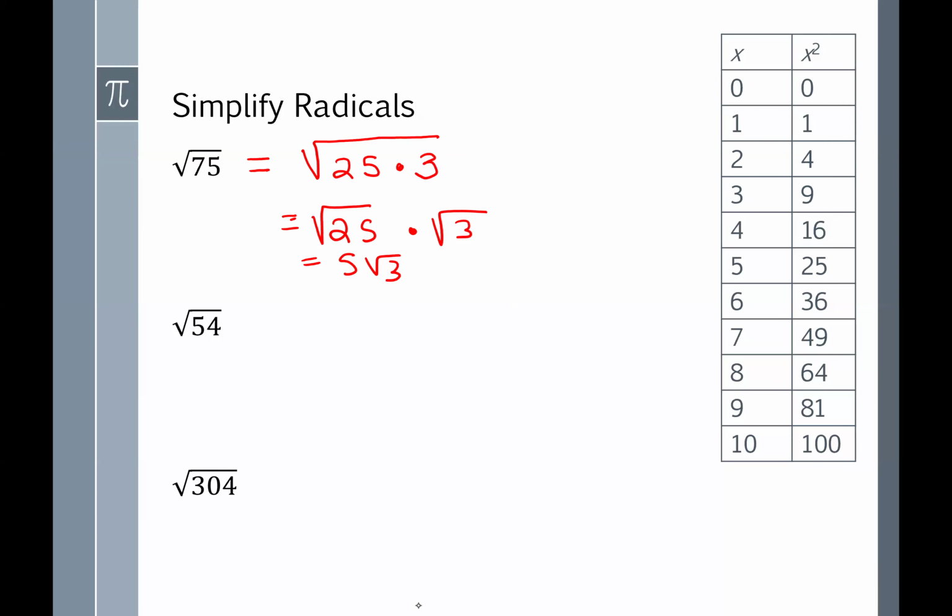So now we're going to look at 54. Say 9. You say 9? What's 54 divided by 9? 6. Yeah, 6. Is that right?